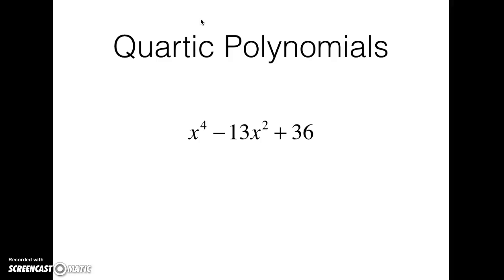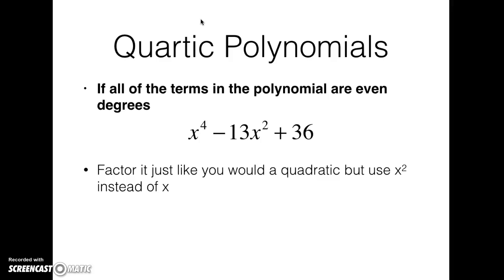Quartic polynomials, again, that's ones with the fourth power. If they are trinomials, so that's 3 terms, and all of the terms are even degrees, so that's x to the fourth, x squared, and the last one's a constant, you're just going to factor it like you do a regular quadratic, but you use x squareds instead of x's. So just like with quadratics, we ask ourselves what numbers multiply to 36 and add together to give us negative 13. The answer here is 9 and 4. Both of them need to be negative.